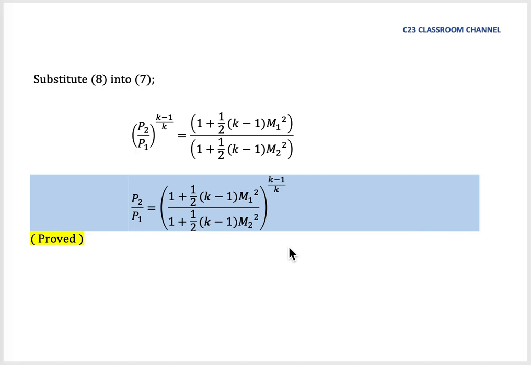So this is the method to prove the isentropic flow equation for temperature ratio and pressure ratio. I hope you can remember this.